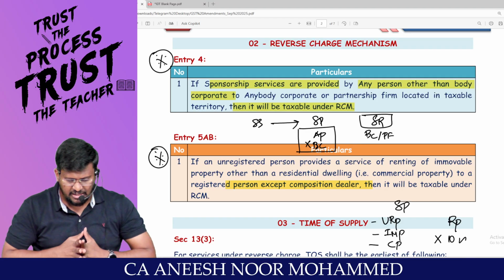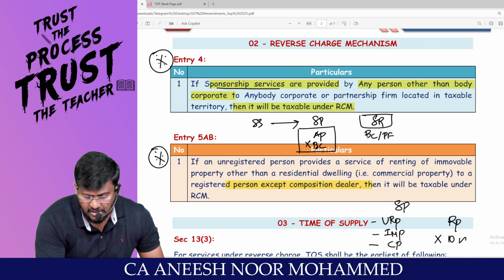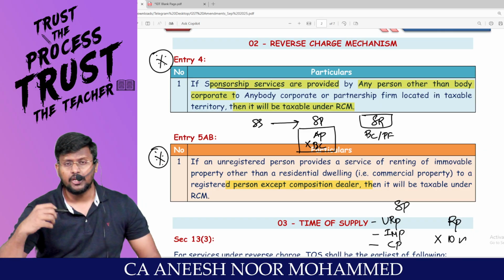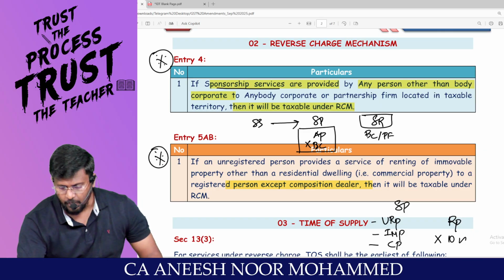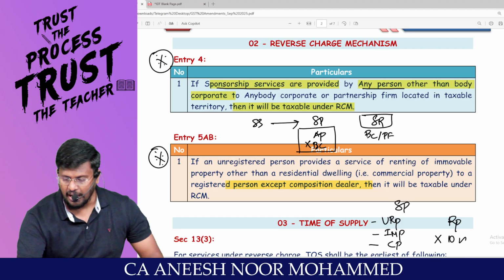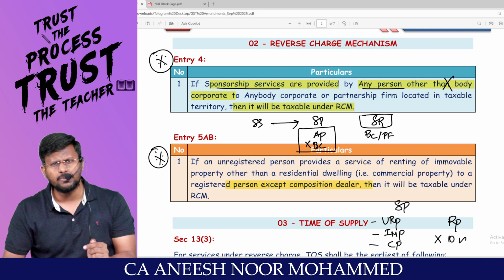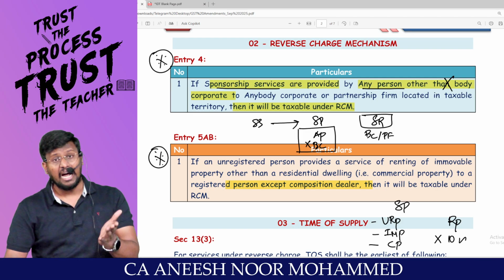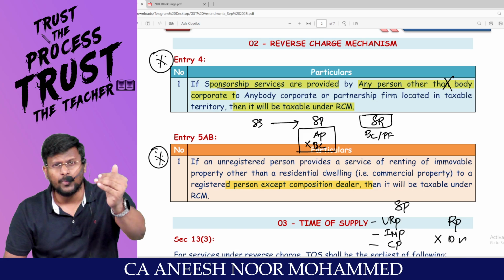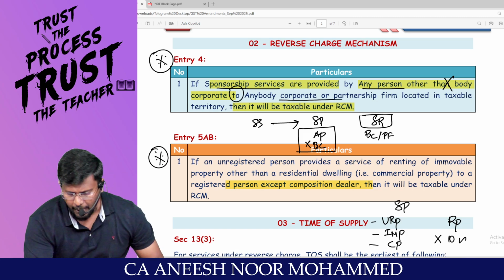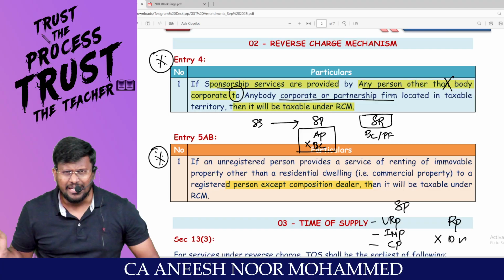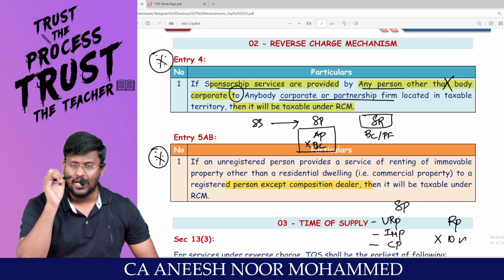Sir, if the service is sponsorship services, check the service provider. In order to apply the RCM, the service provider should be any person other than body corporate, because if the service provider is body corporate, it is forward charge. And if the service recipient is body corporate or partnership firm, service provider is weak and service recipient is strong, then only RCM will be applicable.